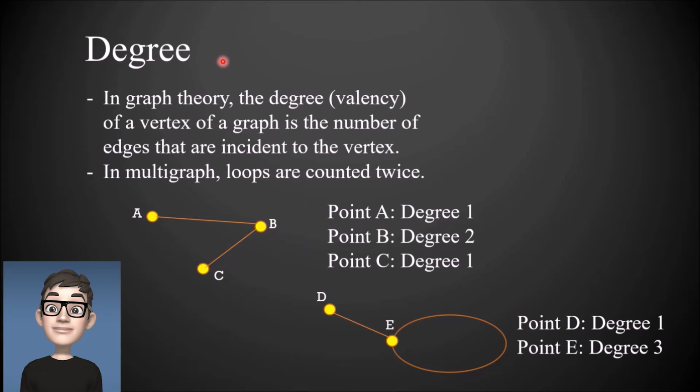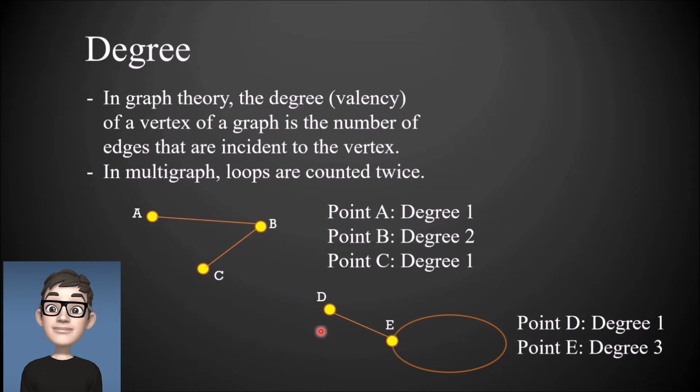What's the degree? In graph theory, the degree of a vertex of a graph is the number of edges that are incident to the vertex. In a multigraph, loops are counted twice. For this example, we have point A, point B, and point C. Point A is degree 1 because the number of edges incident to vertex A is 1 edge only. Point B is degree 2 because there are 2 edges incident to point B. Point C is the same as point A.